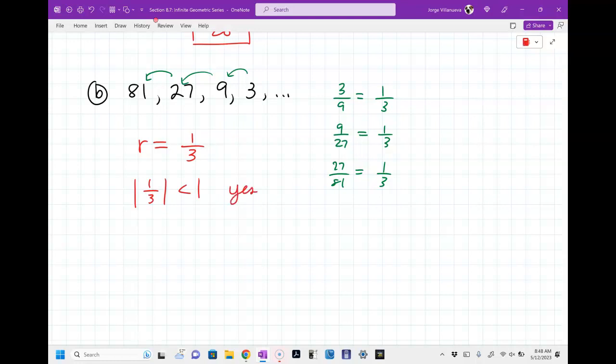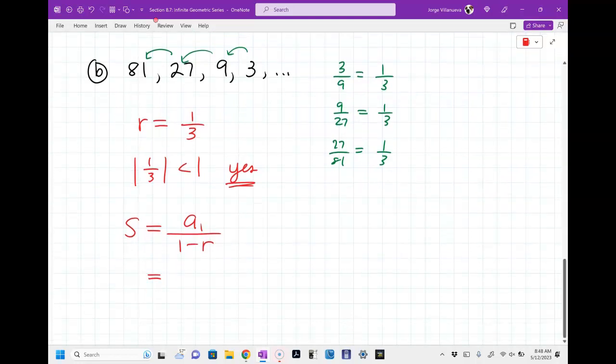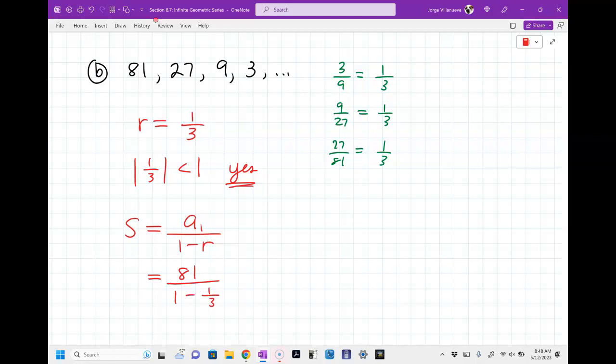Is 1/3 less than 1? Yes. Okay. That means there's a sum, so I have to do the work. All right, so S is equal to A sub 1 over 1 minus R. What's my A sub 1? 81, right? I got 81 right there. So 81 over 1 minus 1/3.